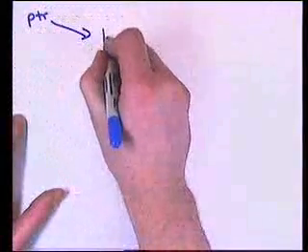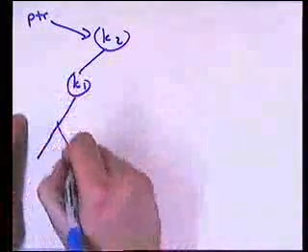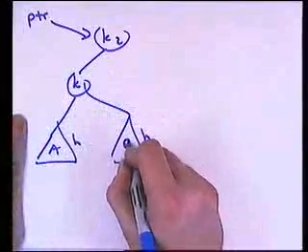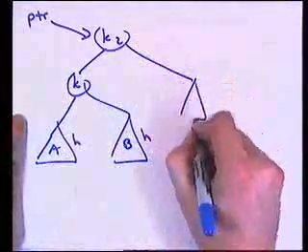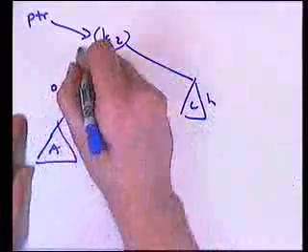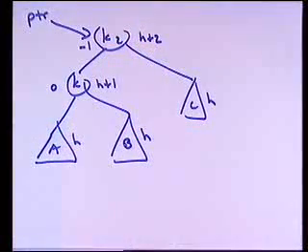We have here the pointer to K2. In other words, we'll start out exactly the same way. K1, A has height H, subtree B has height H, and then subtree C has height H. This is H plus 1 with balance 0, balance minus 1, H plus 2, and so on. So that's the same situation we started at with the single rotation.